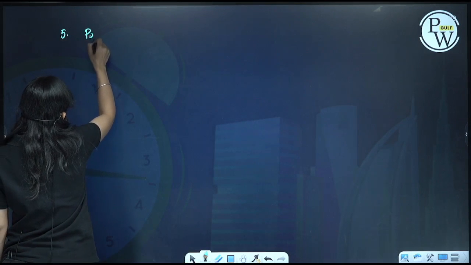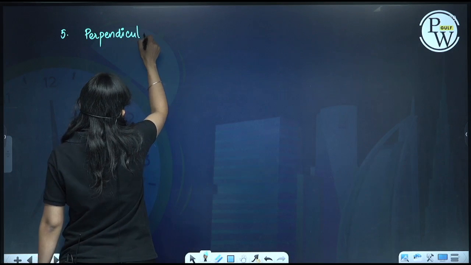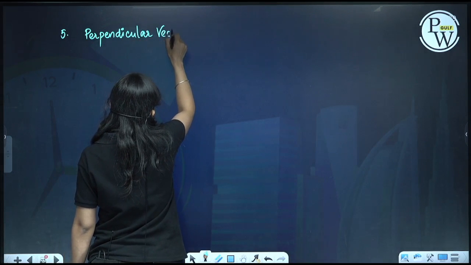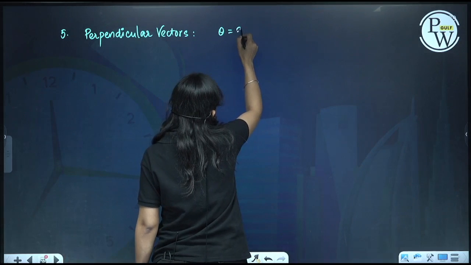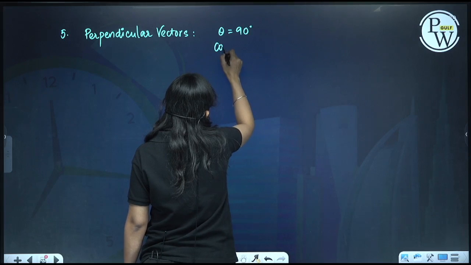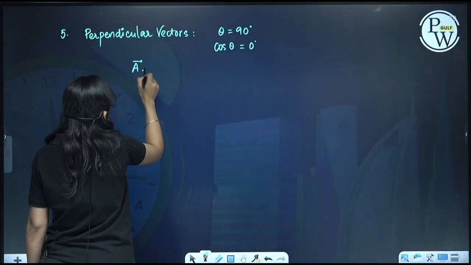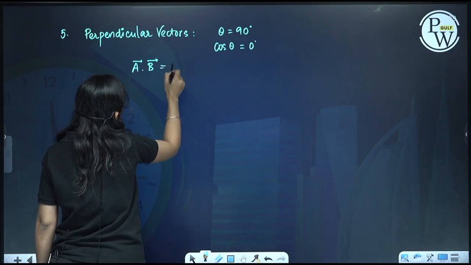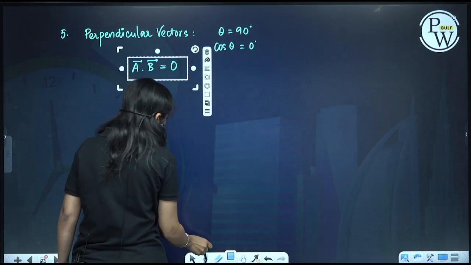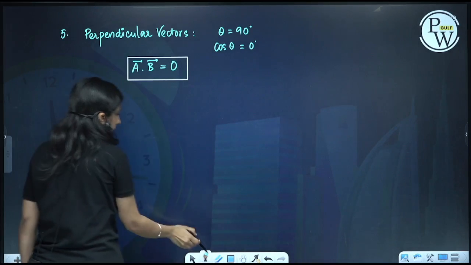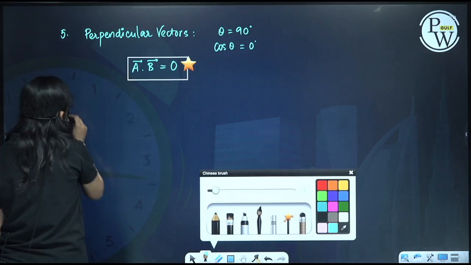For perpendicular vectors, the angle between them theta is 90 degree. So cos of theta will become 0. Hence A dot B will become 0, and this is very important.